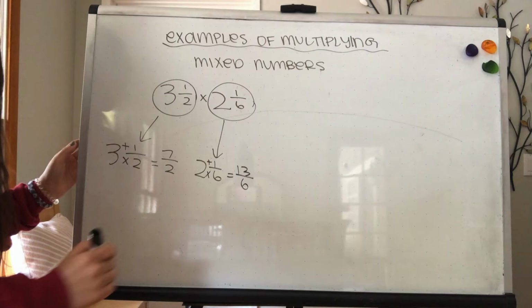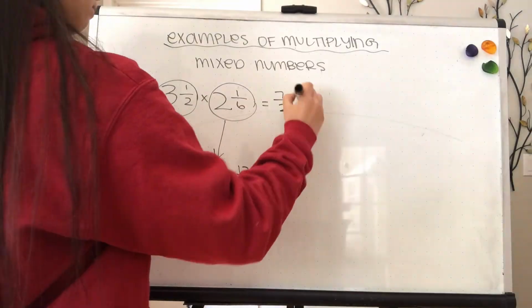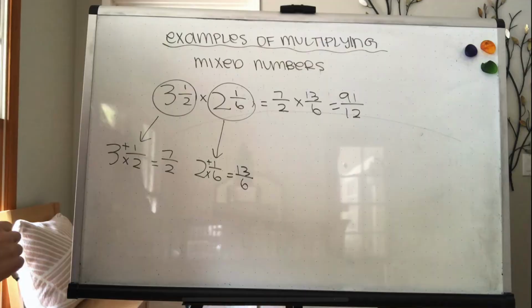The same thing goes for 2 and 1/6. So once we get our improper fractions, it's going to be 7 over 2 times 13 over 6, and the answer is going to end up 91 over 12.